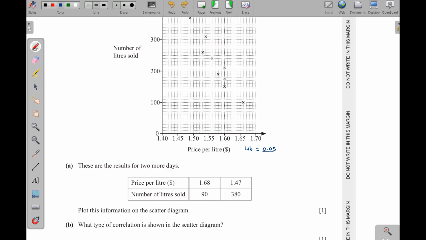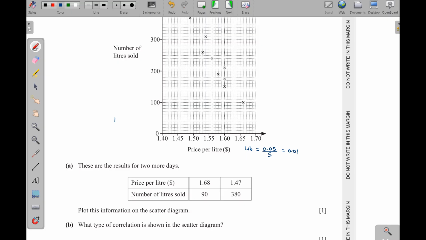But then we are dividing by what? By 5, because there are 5 small boxes in here. And this will give us 0.01. Okay. Now 1.68. This is 65, 6, 7, 8 will be there. 3 small boxes beyond the 1.65, and then 90.